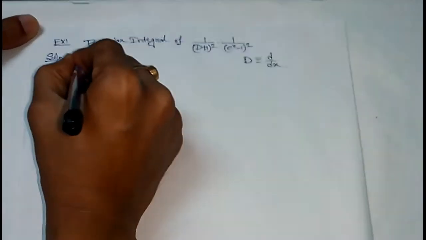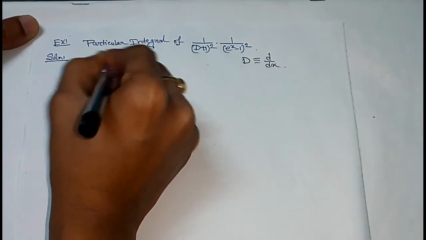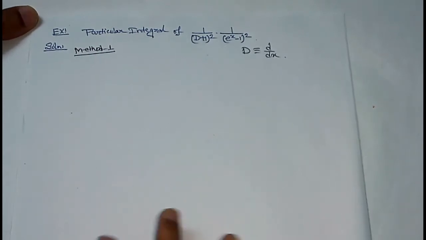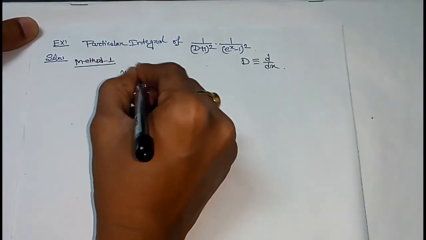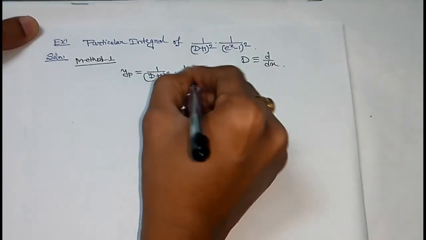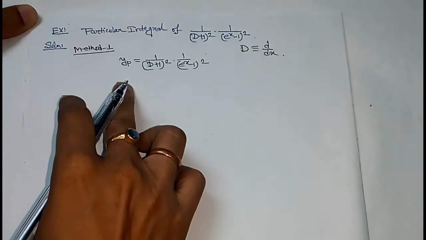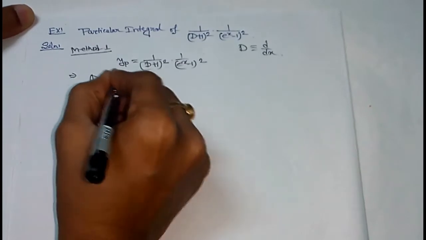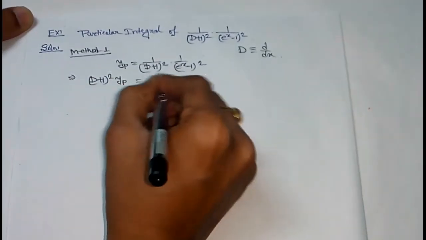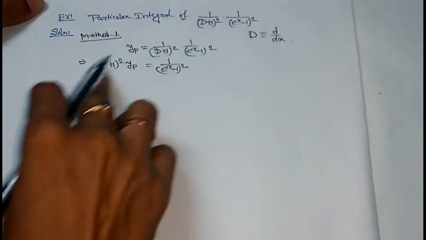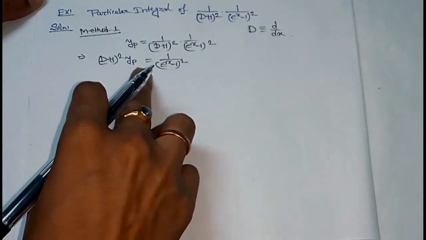In the first method, method 1, we shall find the particular integral from the definition. Let yp be the particular integral of this function. So let yp equal this. If we apply the operator on yp, then it becomes (D plus 1) whole square yp equal to 1 by (e to the power x minus 1) whole square.